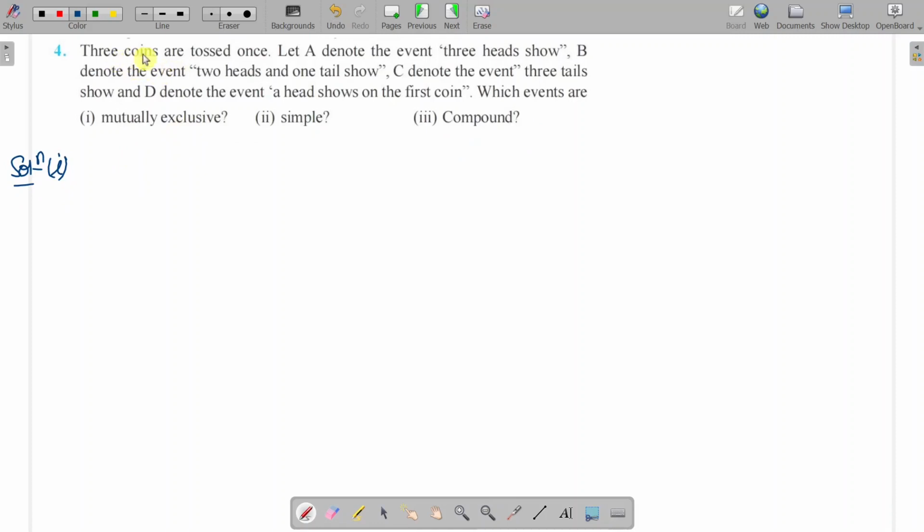So what is given is 3 coins are tossed, right? So let us write the sample space here first. 3 coins are tossed means you can get head on the first toss, head on the second toss, head on the third toss, right?